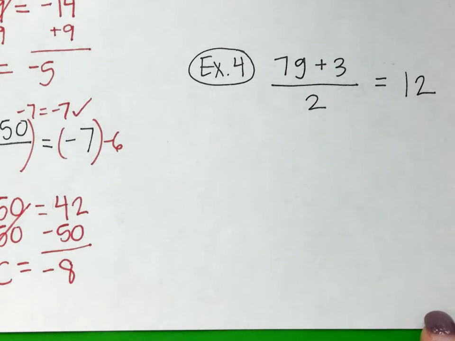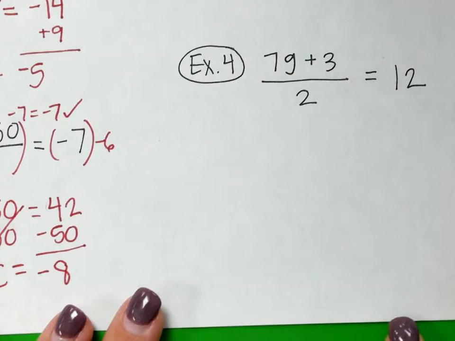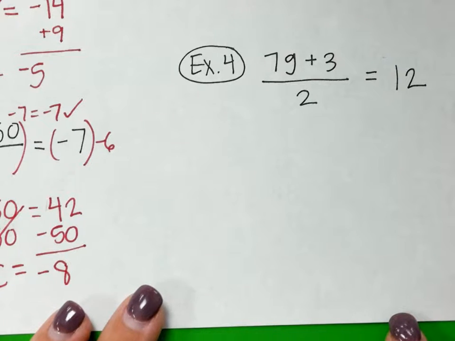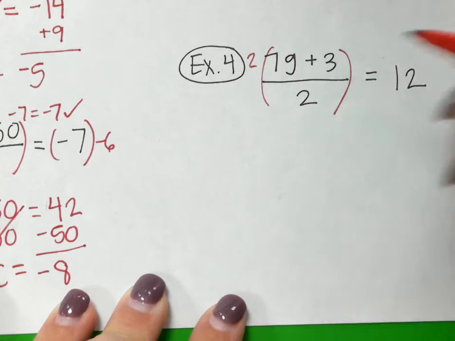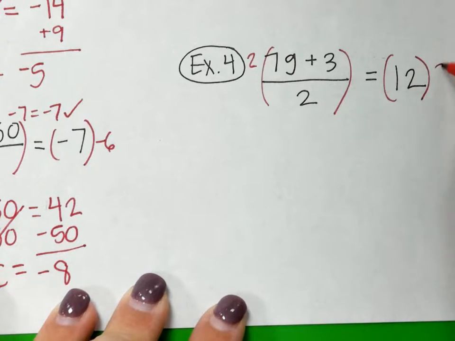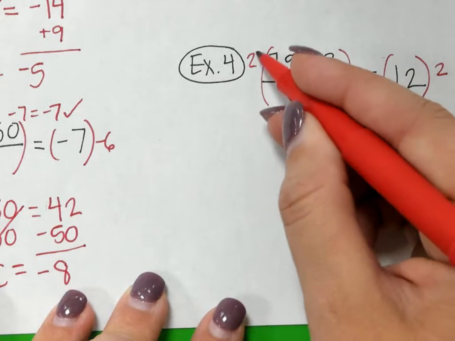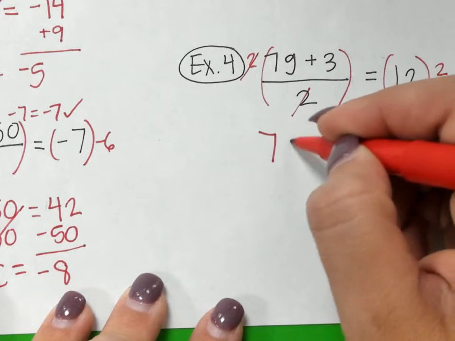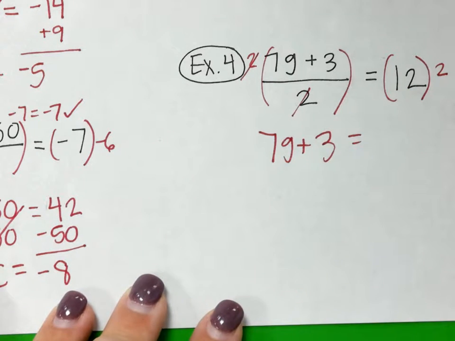Okay. So if I have a large fraction bar, my first step is to get rid of that large fraction bar. So how do I do that? Multiplication. Multiply both sides by 2, that bottom number. And then when I do that, that leaves me with just 7G plus 3 equals, what's 12 times 2? 24.